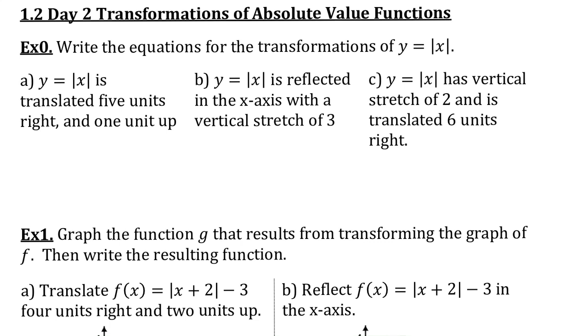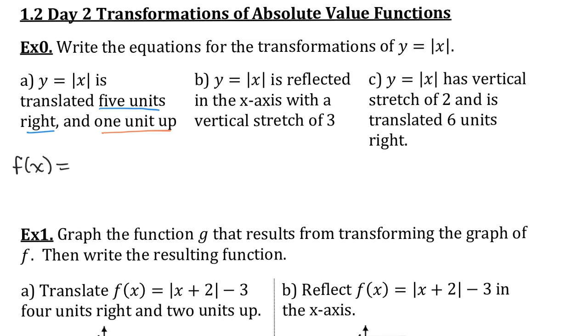Okay, 1.2, day 2, we're going to keep transforming absolute value functions. So we're going to start with example 0 to remind us what we did last class. We're going to write the equations for the transformation of y equals the absolute value of x. Y equals the absolute value of x is translated 5 units right, and it's 1 unit up. It didn't tell me what to label my new function. I think I'm going to label it f of x.